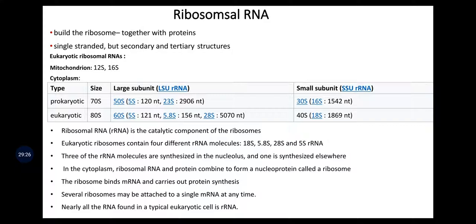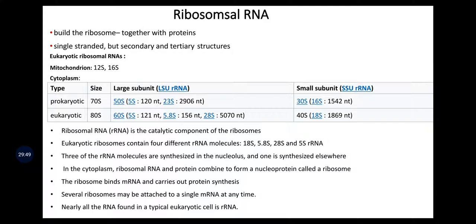So far we talked about mRNA, now we'll talk about the ribosomal RNA. It is commonly called rRNA, and it builds the ribosome together with proteins. It is single stranded, but secondary and tertiary structures are important. In eukaryotic mitochondrial ribosomes, it is 12S and 16S.